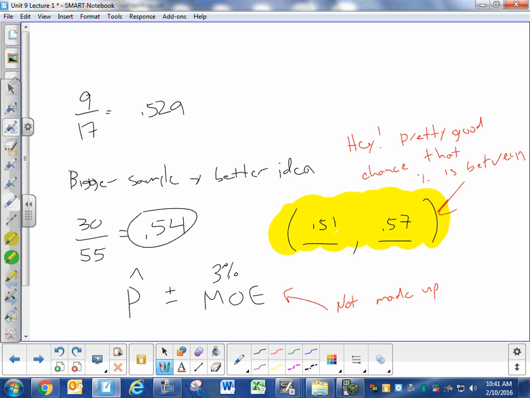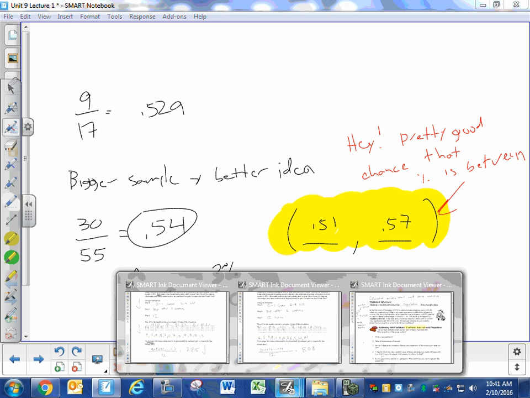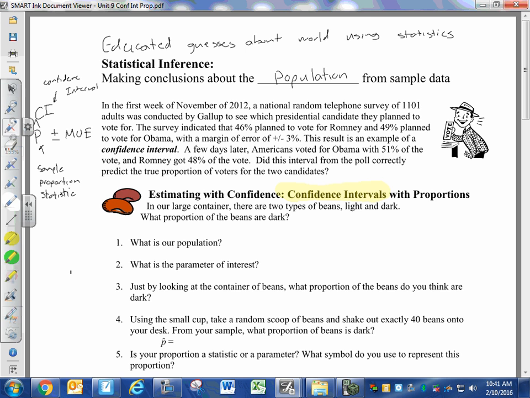We will figure out kind of a low number and a high number, and we'll say, hey, I'm pretty confident that the actual proportion of beans in that jar that are dark is going to be between those two numbers, okay? Do we understand that? Does that make sense? Okay, good. Well, here's the formula that you need to know.